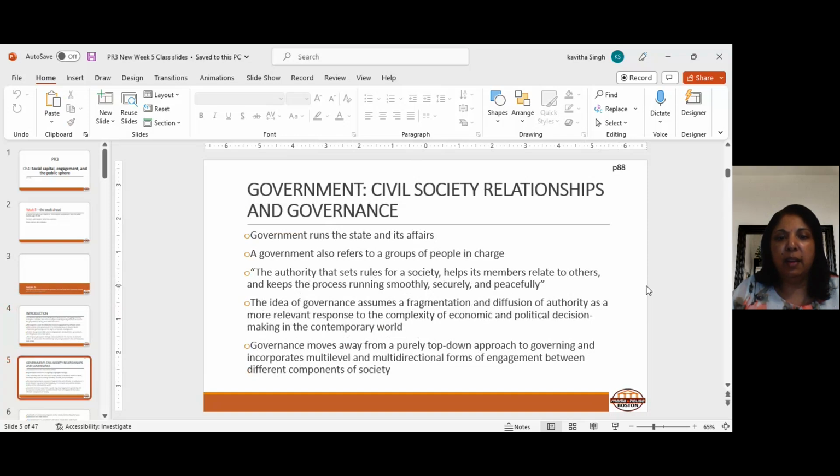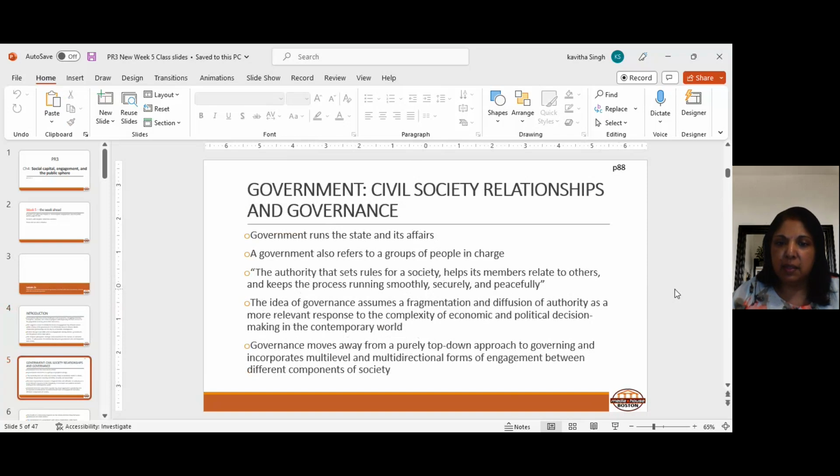So in every step of the way, if you look at, for example, the Minister of Finance, the Minister of Finance will report to the cabinet and also government. So it's very important to understand the hierarchy in terms of how it works. The authority that sets rules for a society helps its members to relate to others and keep the process running smoothly, securely, and peacefully. In our country, that is what we want. We want processes to run smoothly, securely, and peacefully.